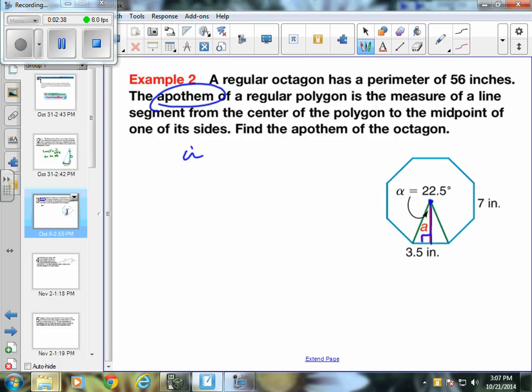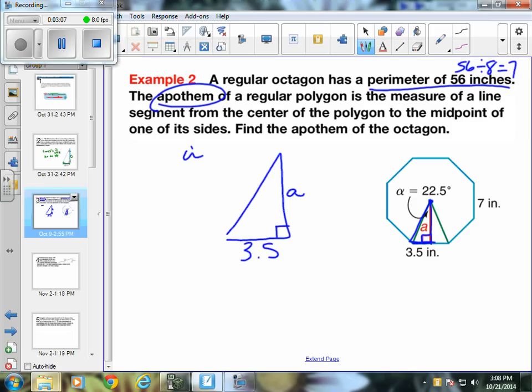So I'm going to make this little triangle that I just made a little bit bigger, so we can talk about this idea a little bit easier. So that's our apothem. If there's a regular octagon, that means there's 8 sides. Regular means all the sides are equal. So if I tell you that the perimeter is 56, and it's regular, that means 56 divided by 8 would be the length of a side, so that's 7 inches. Well, now in our little triangle, this blue one that I made bigger, this is only half of the side, so that's where that 3.5 came from.